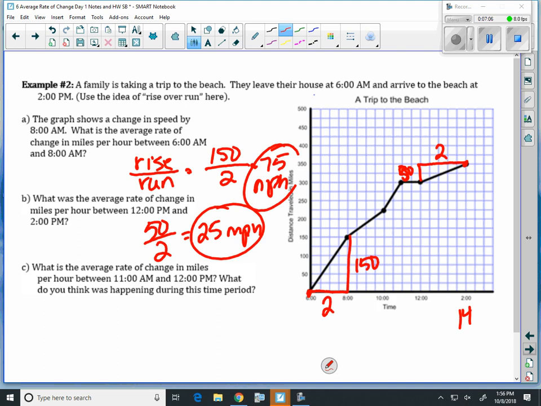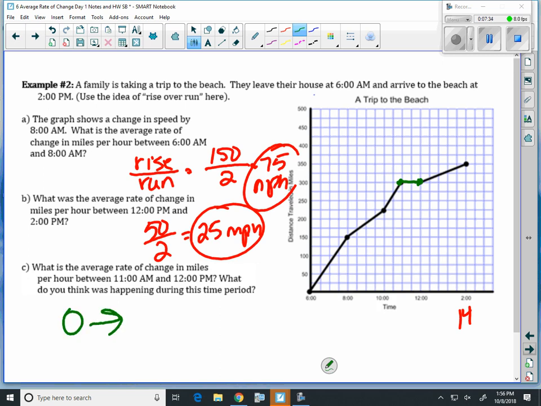All right, C, what is the average rate of change in miles per hour between 11 and 12? So if you look from 11 to 12, okay, so that would be, right here to here, this part right here. We don't even have to calculate anything. What's the slope of a horizontal line? 0. Think about slope, dude. Okay, this is 0 fun. Okay, so the slope is 0.